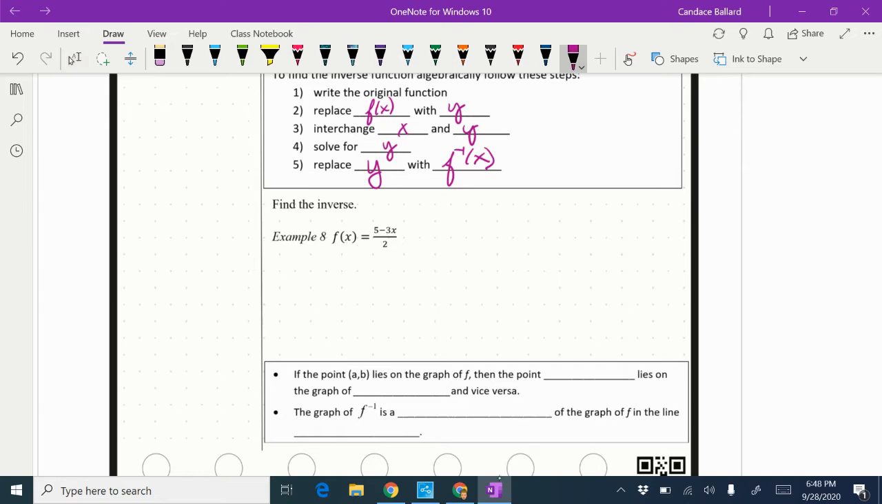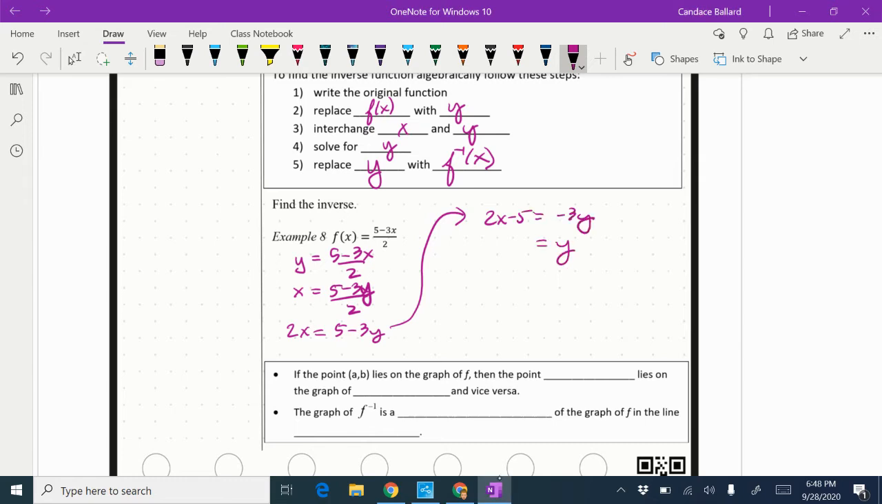So I'm going to start by saying that f of x is y equals 5 minus 3x over 2. Now I'm going to switch the locations of x and y. Now I'm going to follow the order of operations and reverse everything to get y by itself. So I'm going to multiply by 2. And then the next thing I would do would be to subtract the 5. So I have 2x minus 5 equals negative 3y. Now I'm going to divide by the negative 3.